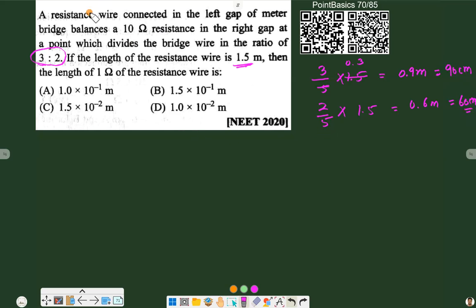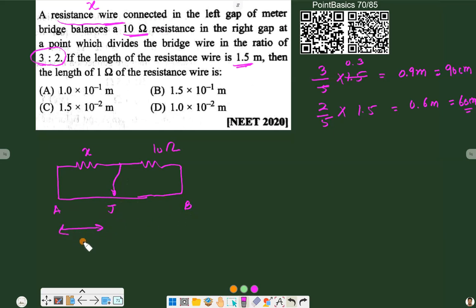Now suppose the resistance of this wire is, we can say, X, and the other resistance is 10 ohm. Our setup is something like this: on the left side we have a wire whose resistance is X, and on the right side we have a 10 ohm resistance, and we have a jockey here, suppose J, with ends A and B. So the length of AJ is equal to 90 centimeter and the length of JB is equal to 60 centimeter.